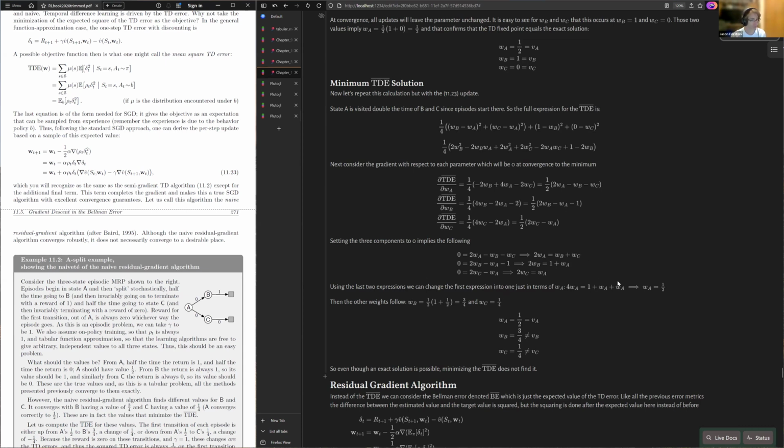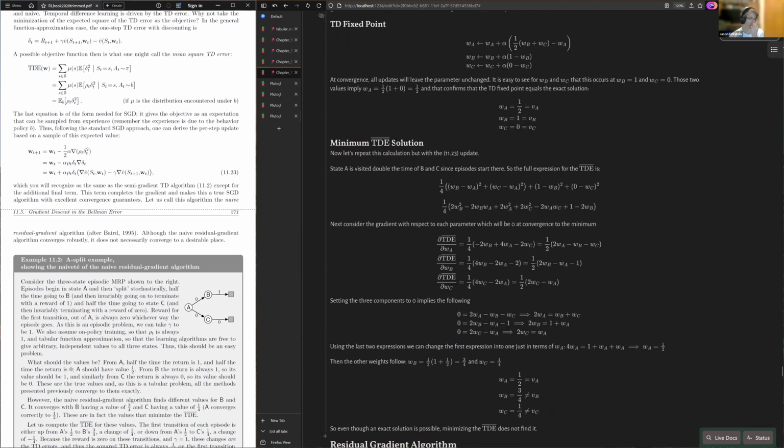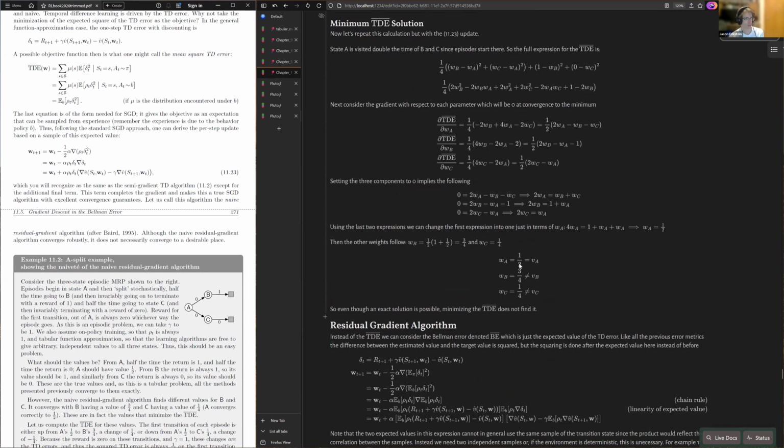And when we get done with everything, we end up solving this and we get WA is 1/2, which matches the solution we had before. Fine. So WA is 1/2. But then we have these other equations for WB. So we have WB is 1 plus WA over 2. So that's 1 plus 1/2 over 2, which is 3/4. And WC is just WA over 2, and that's 1/4.